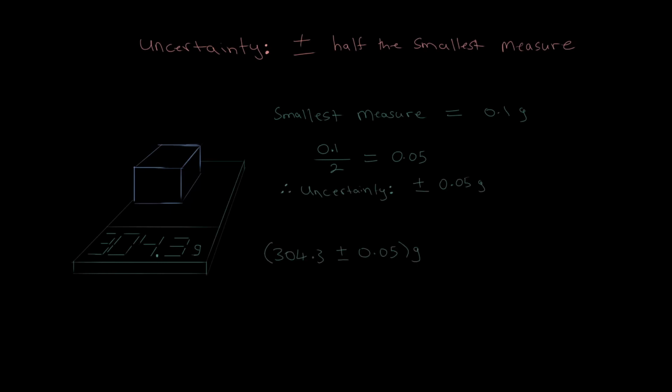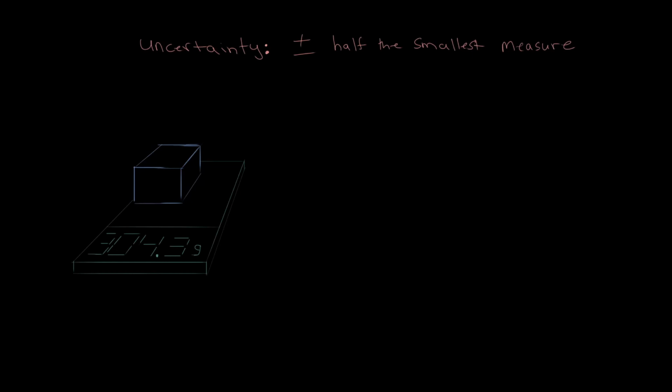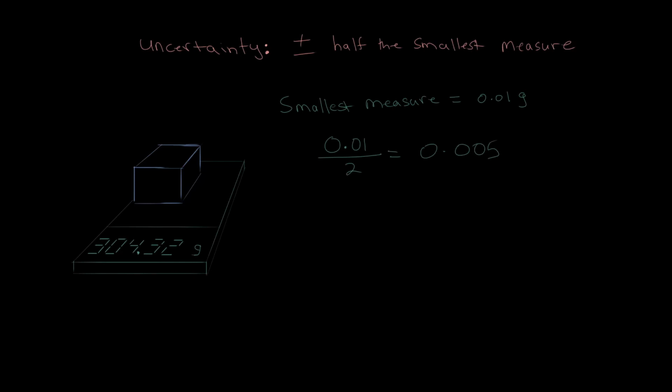Now let's say that we got another scale, and this scale is more precise than the other one. This new scale gives us a precision of up to 2 decimal places. So, let's say that we put the original object onto this new scale, and we get a reading of 304.32 grams. What would be the uncertainty here? Again, the uncertainty is plus or minus half of the smallest non-zero reading that this scale can give us. The smallest possible reading is 0.01 grams. Half of that is 0.005 grams. This means that the uncertainty is plus or minus 0.005 grams.